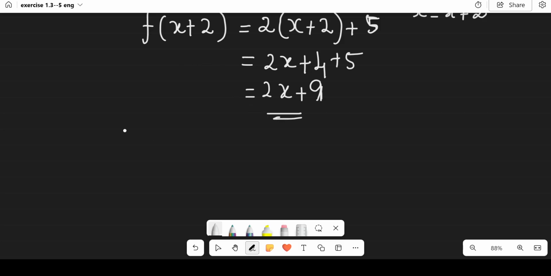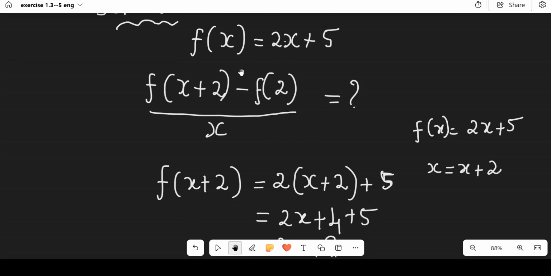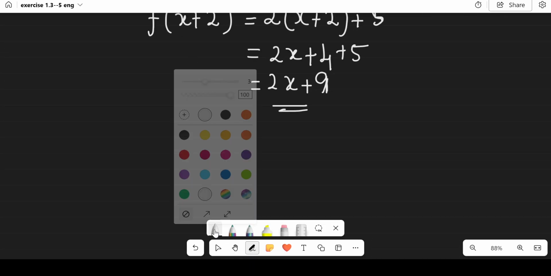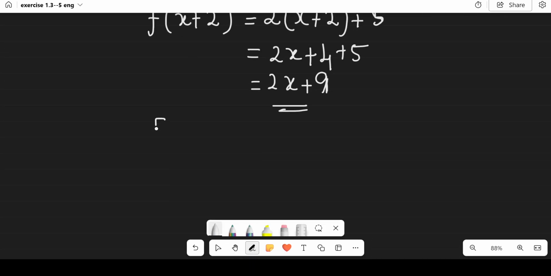Then what we need to find out then? We have to find out f of 2. F of 2 is also in the form of f of x. Okay, the value of x is 2. Here what is given actually? F of x is 2x plus 5.